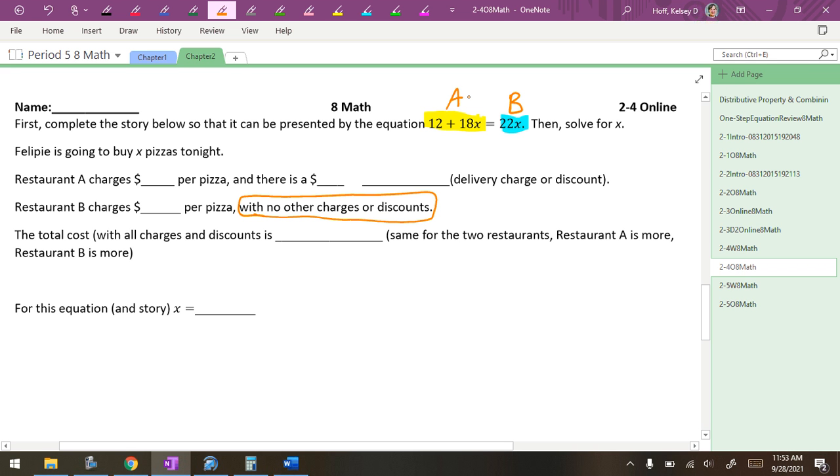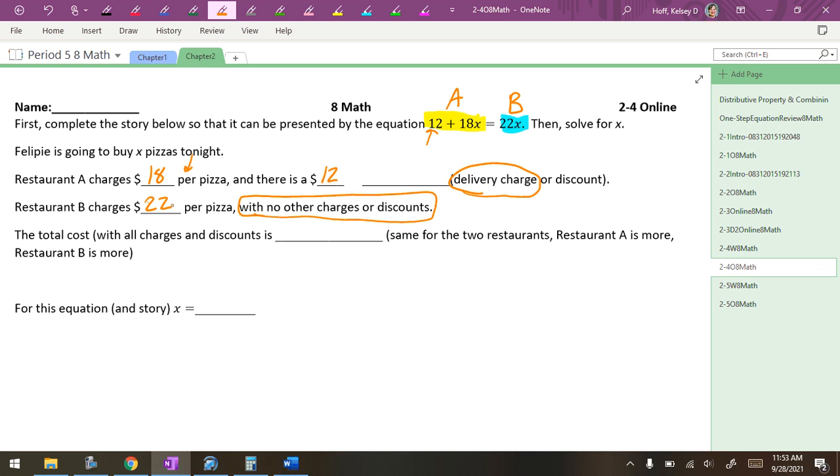All right, together. Restaurant A charges $18 per pizza. Remember that per tells us we're multiplying. And there's a $12, now question, delivery charge or discount? Delivery charge. How do you know? Because, Finn? If it was discount, then it would be minus. Very good. Discount's always going to decrease your cost. So this is absolutely a delivery charge because your 12 is positive. Restaurant B charges $22 per pizza and no other charges because there's nothing else added or subtracted. The total cost is the same for both. Restaurant A is more or restaurant B is more.